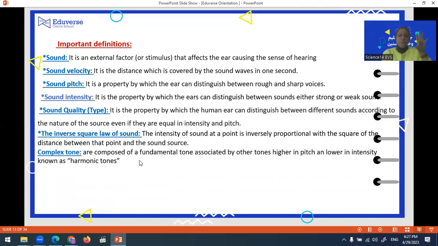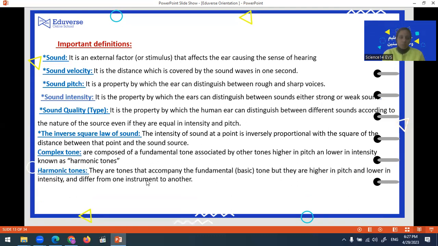What's the complex tone? It's composed of what? The fundamental, the basic tone, associated with another tone, higher in pitch but lower in intensity, which is known as what? The harmonic tone. So the complex tone is composed of the fundamental, basic tone, plus the harmonic tone, which is always higher in pitch and lower in intensity. These harmonic tones are the most important part, because from them we can differentiate between, for example, the sound coming from the piano, the violin, the loudspeakers and the drum.